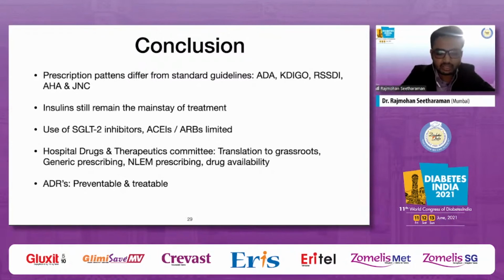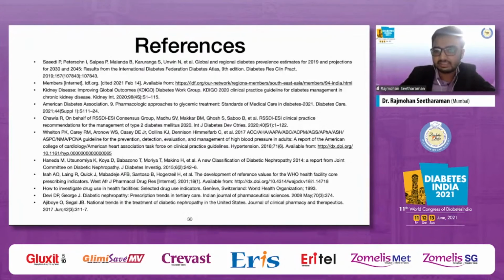We feel that a hospital drugs and therapeutics committee must be established in government hospitals. This is to translate our amazing discussions which we have in conferences like these and in peer-reviewed journals to the grassroots of government hospitals. They can also ensure more generic prescribing, NLEM prescribing, and increased drug availability. Our ADRs were preventable and most of them were also treatable. So these are our references. Thank you.